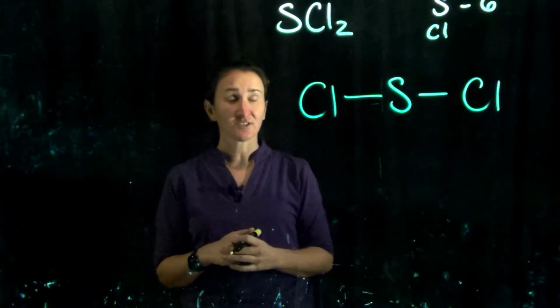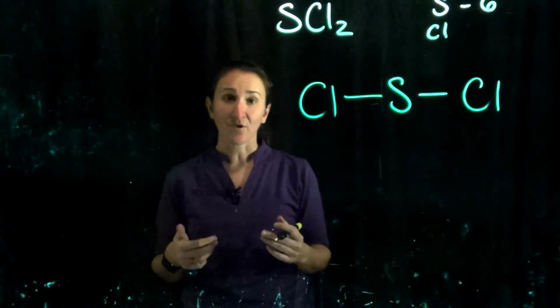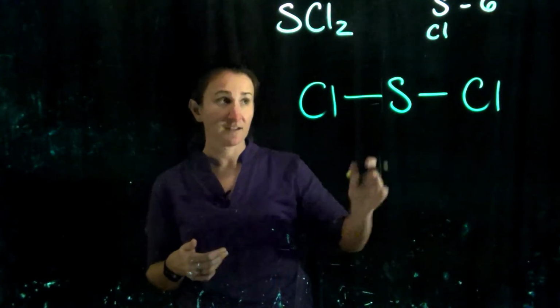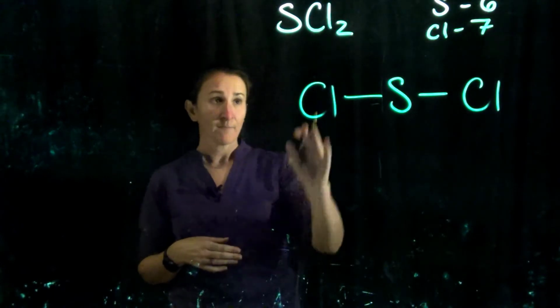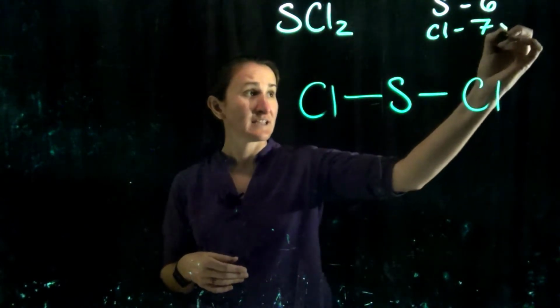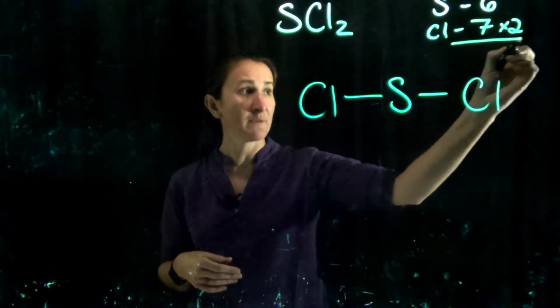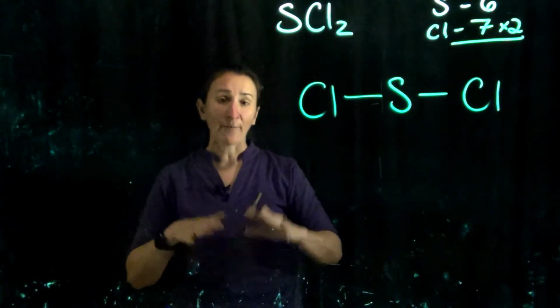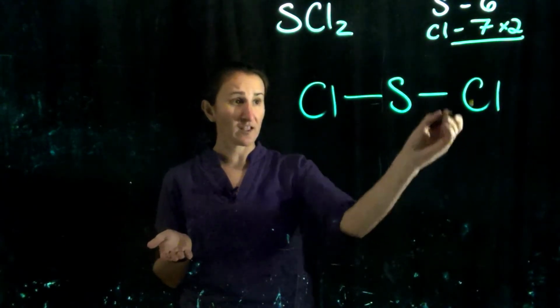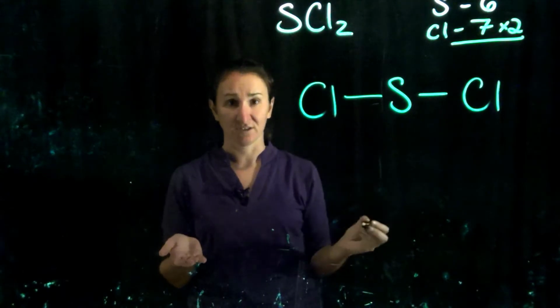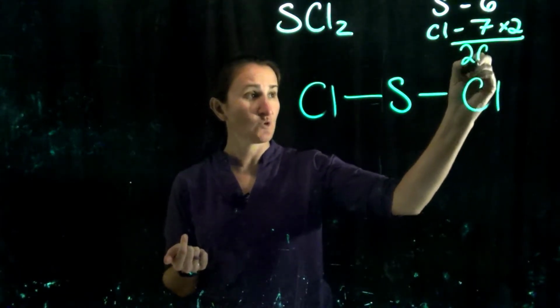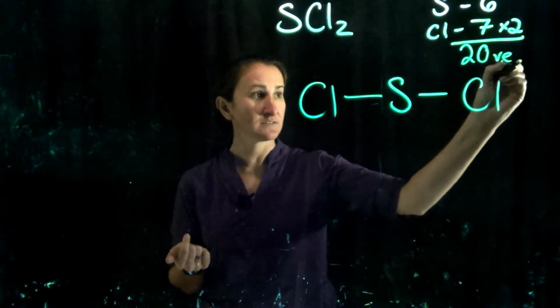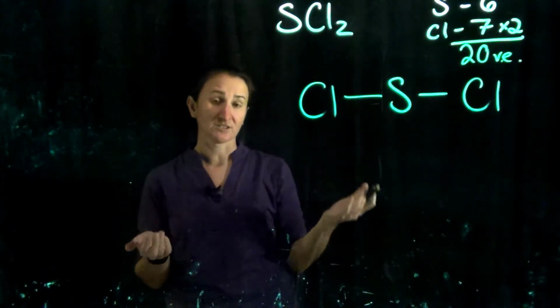So how many valence electrons does sulfur have? 6. Now go find chlorine. It's in group 7, which means it has 7 valence electrons. But you've got 2 chlorines, so I'm going to say times 2. Then I add this all up because I want to know how many total valence electrons I have available to place around my Lewis structure. 7 times 2 is 14, plus 6 gives me 20 valence electrons. So I need to put those around my structure.